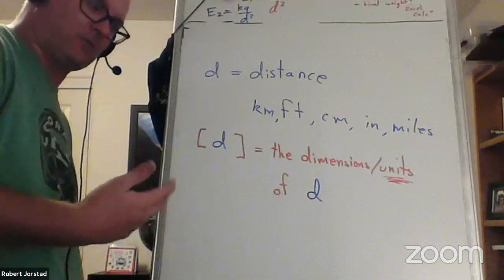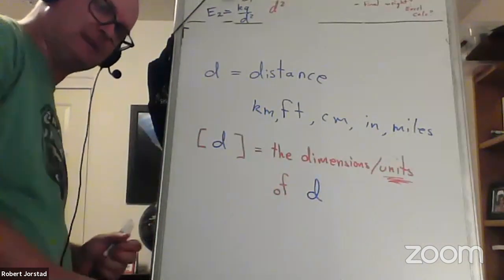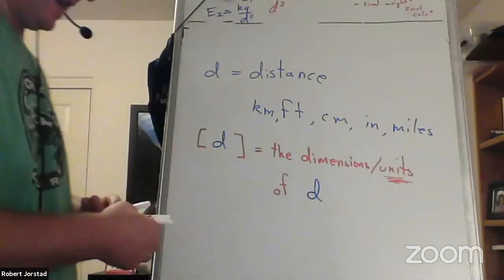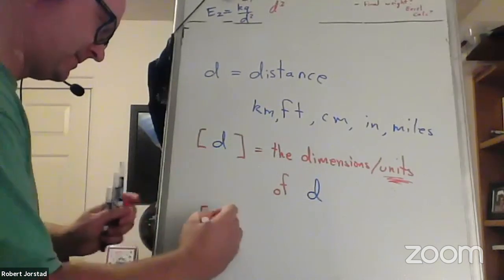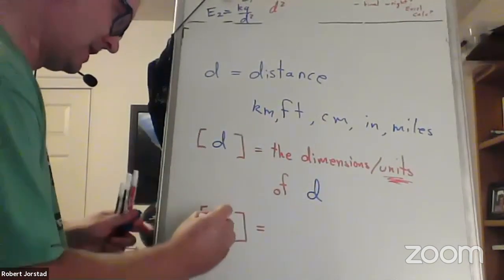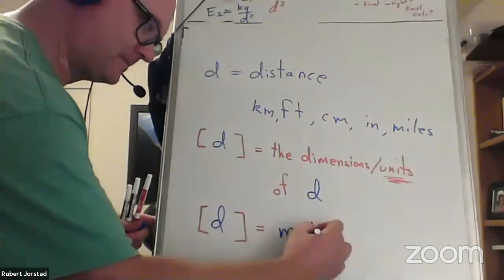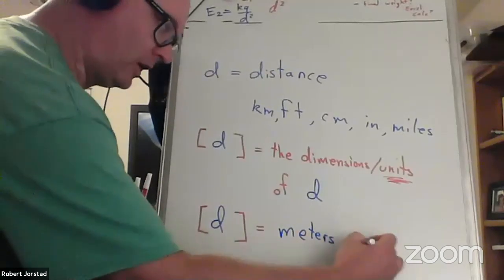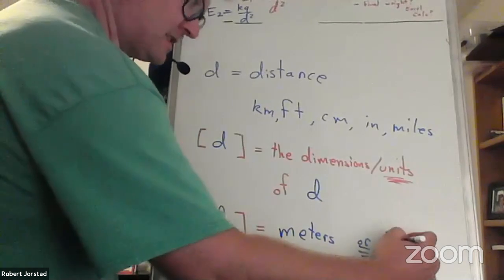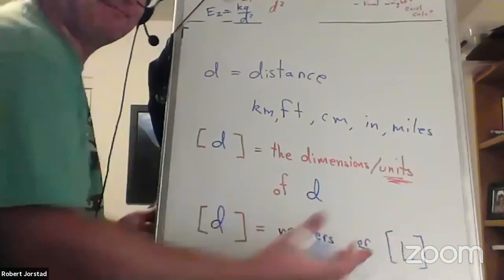So it's an important step we've got to learn. I just want to make sure we're all communicating the same way. It's not that tricky, but we do have to get this right. In this case, you would say the units of D equal meters. Or if you didn't like that, some people and some books would say L. So this means units of length.